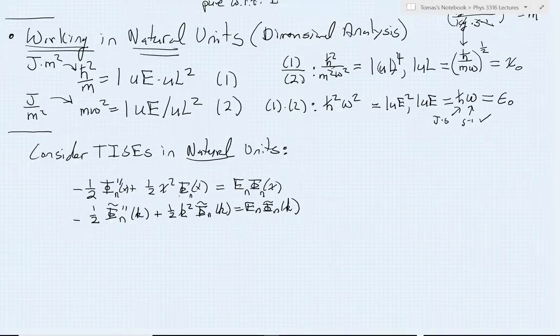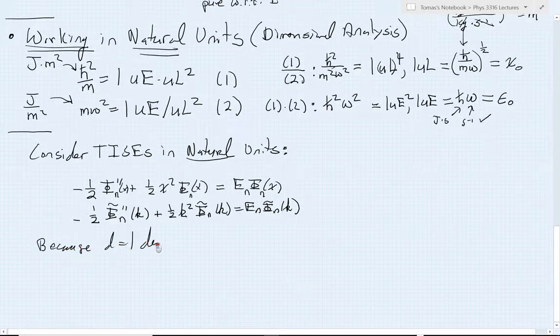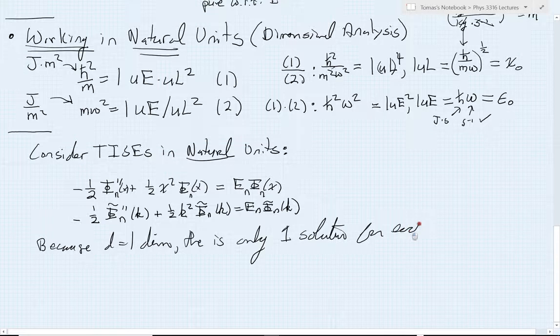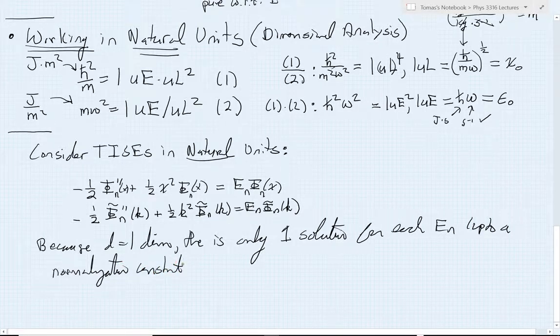And the other interesting thing is that because we are in 1D, right? D equals one dimension, right? There is only one solution for each E n. Of course, up to a normalization constant, right? We don't know what the normalization constant might be, but they are identical up to that normalization constant.